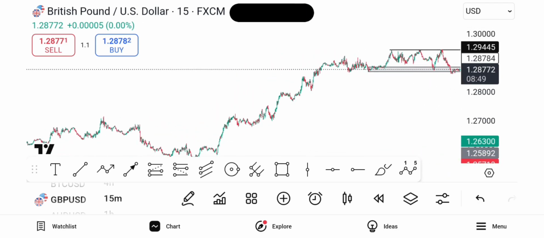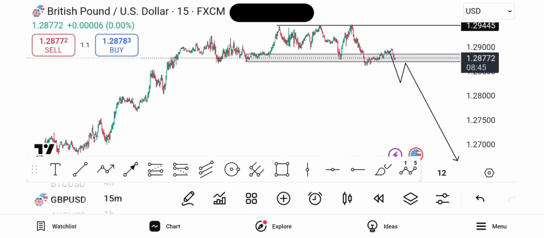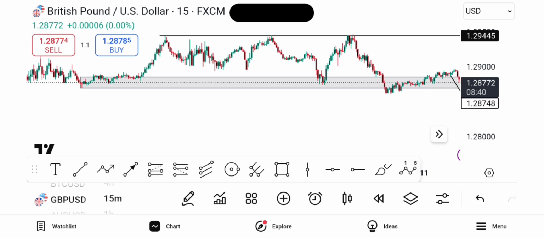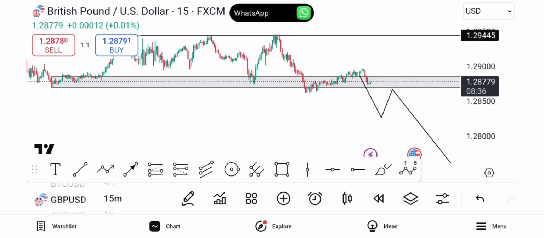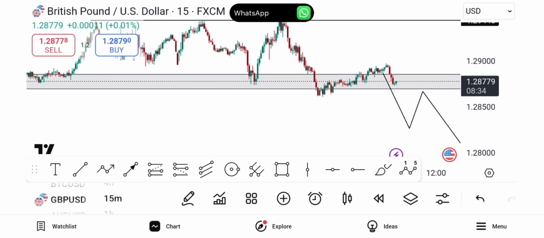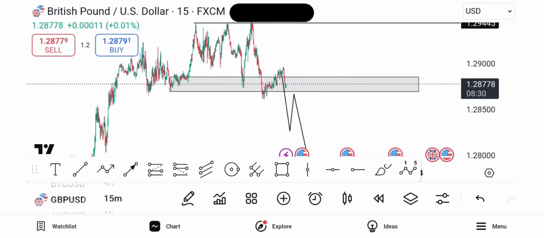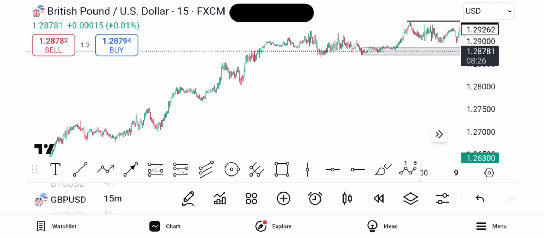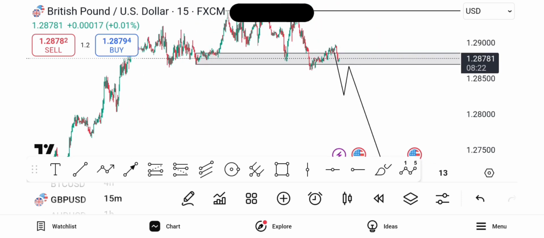All right, in 15 here, we already have our zone being drawn. We have the high of the market already drawn. Now let us see the support of this market here.